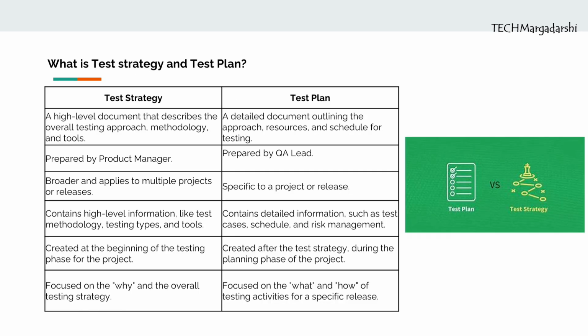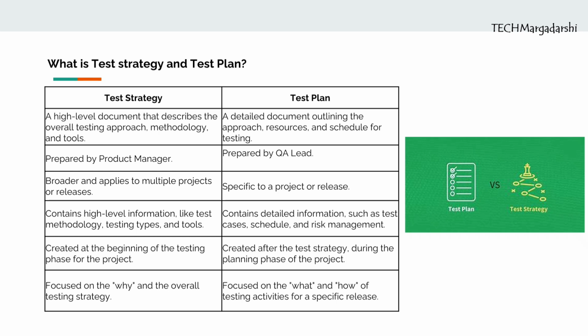Let's move on to the next question for test planning phase. What is test strategy and test plan? A test strategy is a high-level document that describes the overall testing approach, methodology, and tools to be used. It is generally prepared by the product manager and applies to multiple projects or releases. It focuses on broader aspects, like which testing types and methodologies will be followed, and is usually created at the beginning of the testing phase. In short, it answers the why behind the testing.